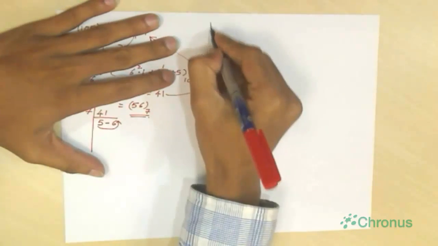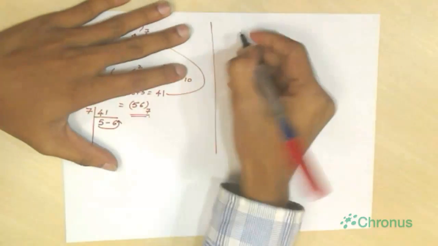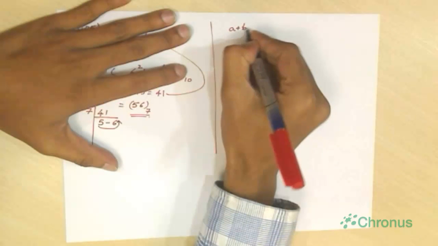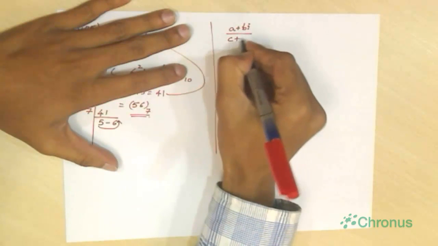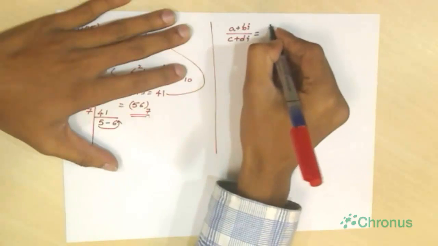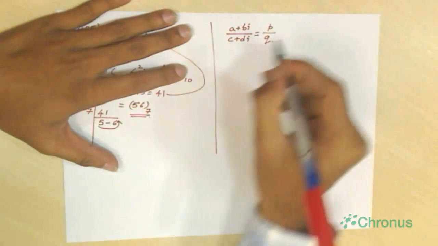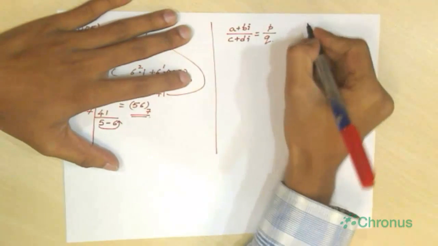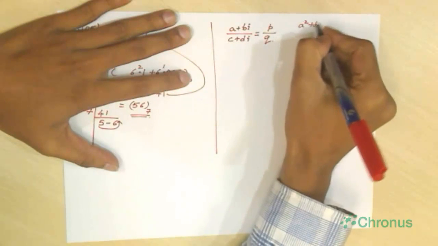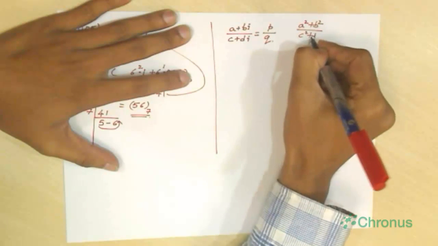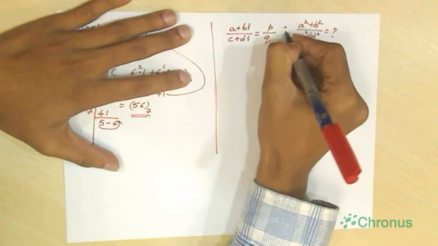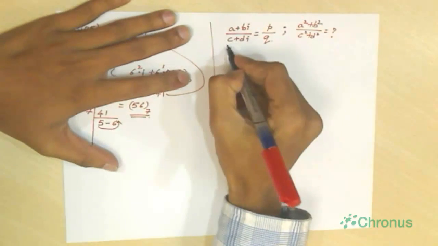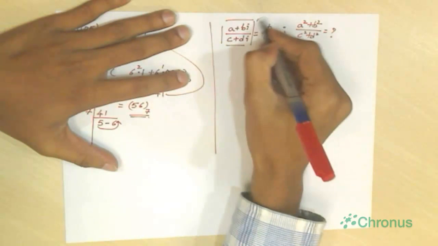And let's take another problem now. Let us say we are given that a plus bi by c plus di is equal to p by q, where a, b, c, d, p, q are integers. Then we are to find the value of a square plus b square by c square plus d square. The way we start is with the relation between this and this.